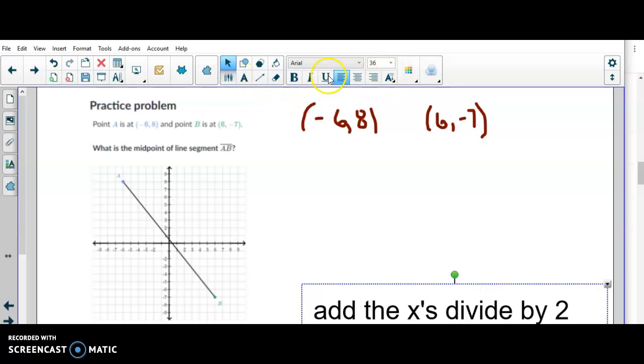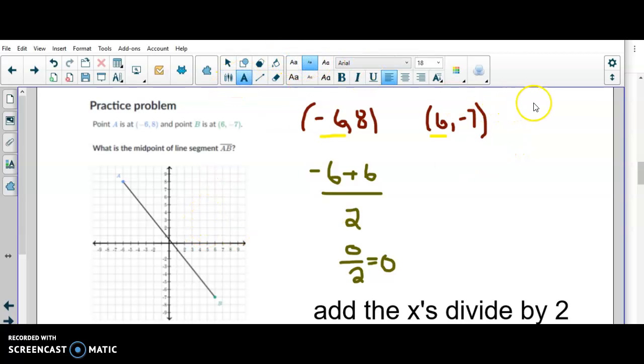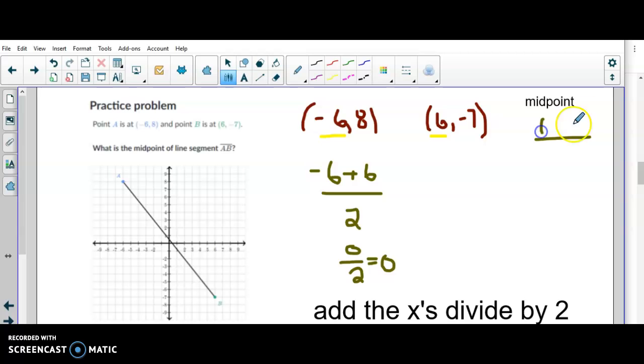So we're going to add up our -6 and our 6. Let's make this a little darker. Let's do this color. -6 plus 6, and then we divide that by 2. Well, we know -6 and +6 together make 0, and 0 over 2 is going to be equal to 0. So we have our midpoint. Let's label that somewhere on our paper. So midpoint, and a midpoint is a point meaning you have an x and a y. Our x-coordinate is going to be 0.